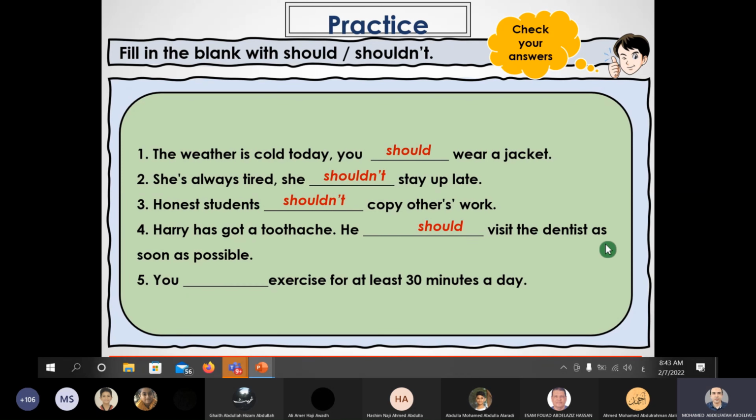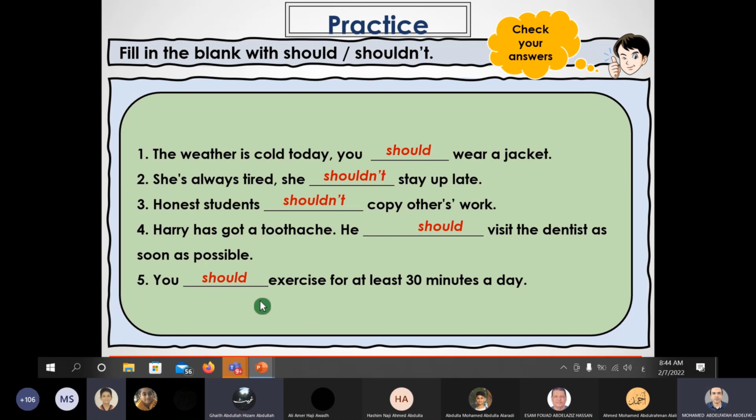Sometimes we see a short form for as soon as possible, like ASAP. The same: as soon as possible. The last one is, you want to exercise for at least 30 minutes a day.